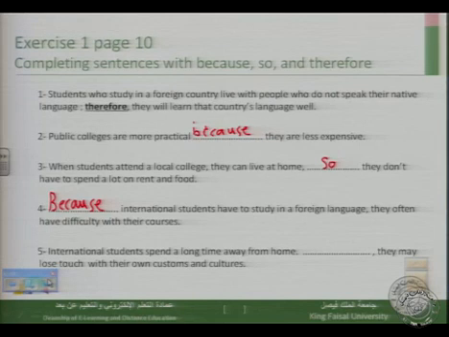As we said in the point of capitalization and punctuation, we said that when we have therefore at the beginning of the second sentence, we have a full stop, and then we have therefore in a capital letter and a comma after it. So here we use therefore. Our sentence becomes, international students spend a long time away from home, therefore they may lose touch with their own customs and cultures.